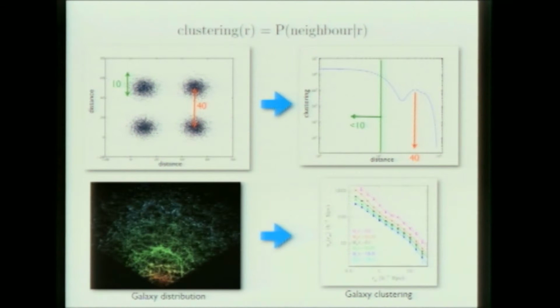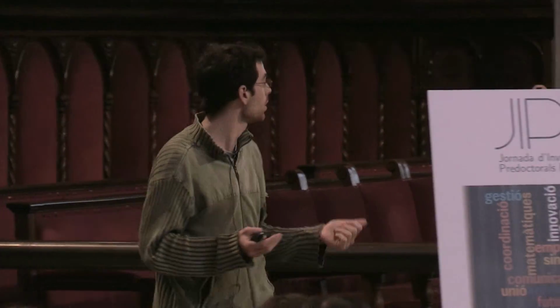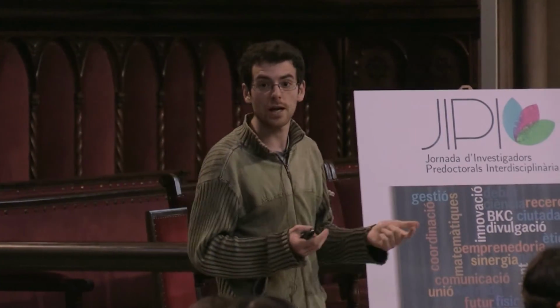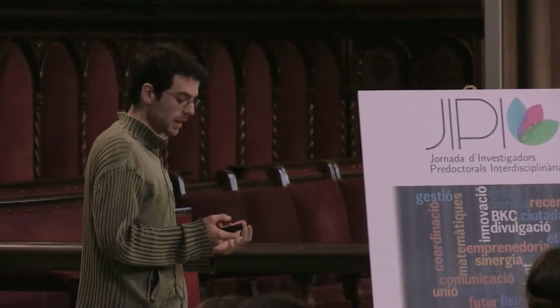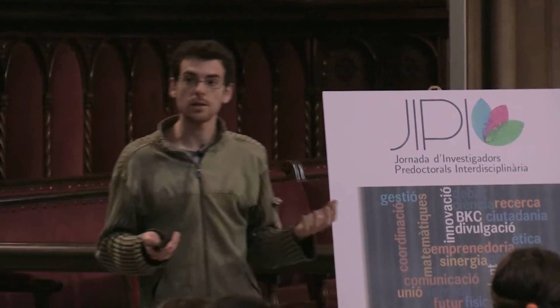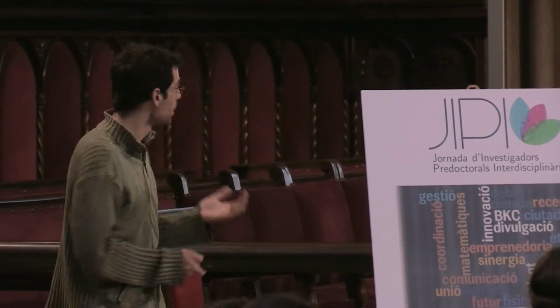And we can go to observations and measure the clustering of galaxies, and we can go to simulations and measure clustering again. And we can also study how the clustering depends on different properties, such as the mass of the dark matter, the luminosity of galaxies, the age of the galaxies, stellar mass, whatever. And it has been seen that at larger scales, the galaxies behave as tracers of dark matter.